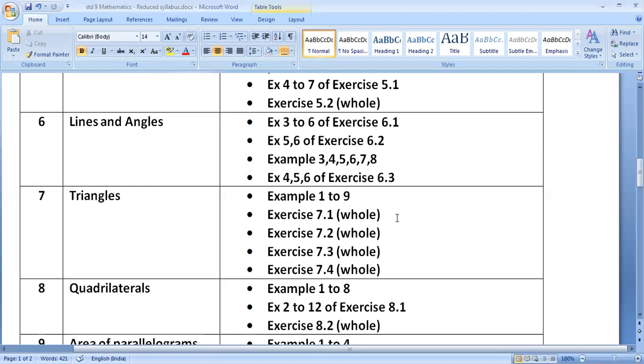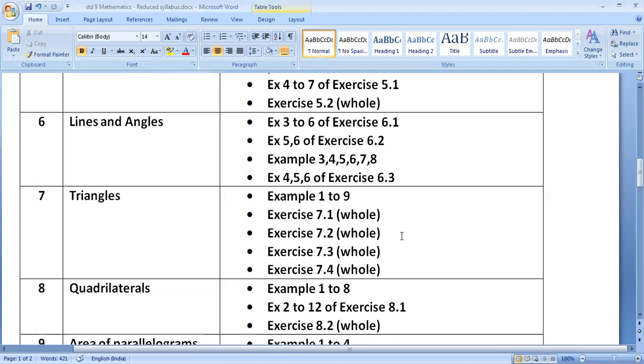Page number 122, theorem 7.3, statement is included. On page 123, example 5 and example 6 are excluded. On the same page, exercise 7.2, the whole exercise, is excluded. In this, almost all the exercises are excluded.